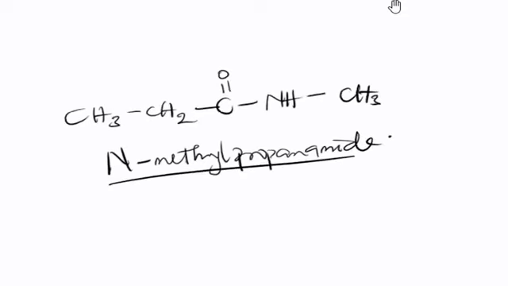So this is the simple way to name this. This is 1, 2, and 3, the third carbon. So that's a propane added to this, the amide, and then I have methyl attached to it, so I call it N-methyl propanamide.